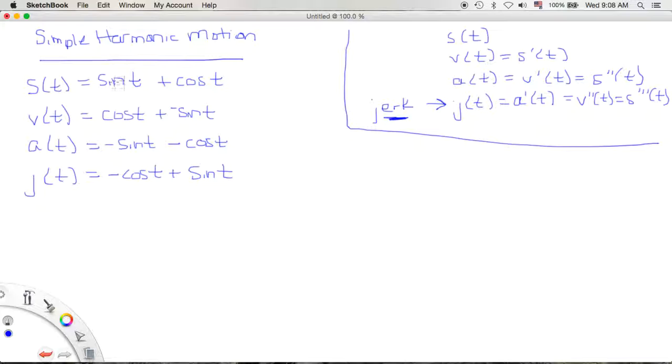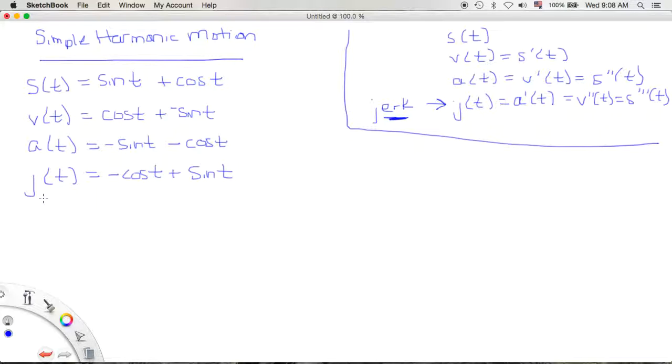So if we had this body with simple harmonic motion, and we wanted to describe its motion, what was going on, well, we have all these different equations that tell us things about its position, velocity, acceleration, its jerk. And so how does that help us?